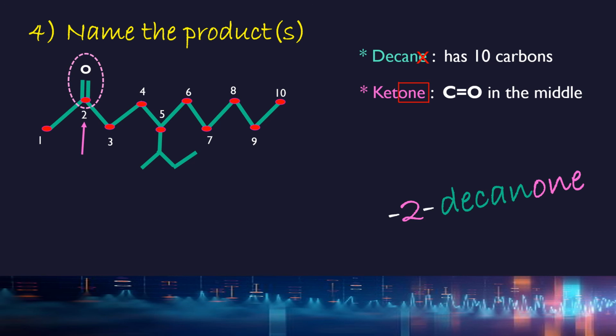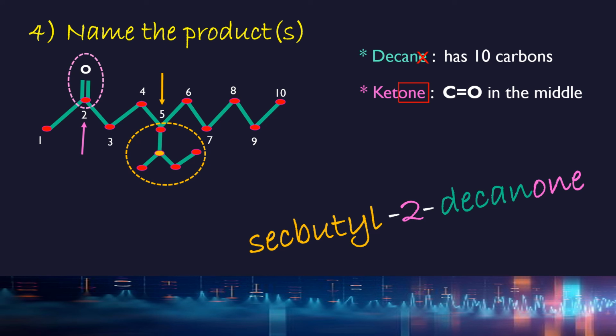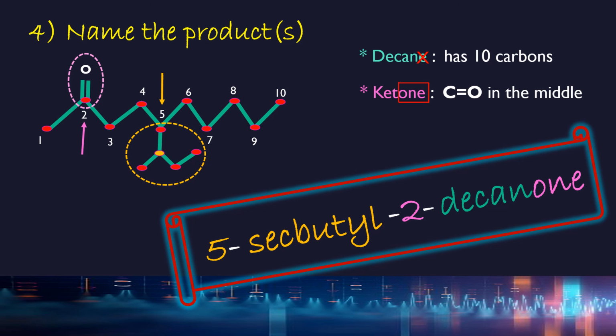Next, notice that we have another substituent group with 4 carbons attached to the main carbon at the second carbon in this group. So this gives us sec-butyl. Since its location is at the 5th carbon, we add the number 5 in front. In all, the complete name of the final product is 5-sec-butyl-2-decanone.